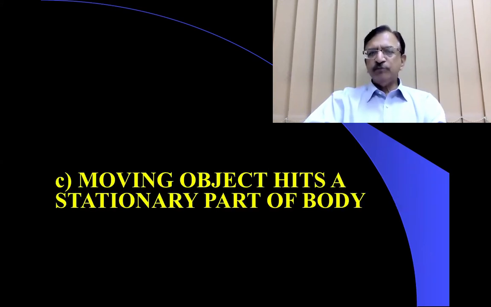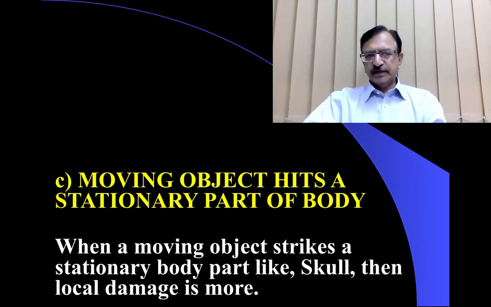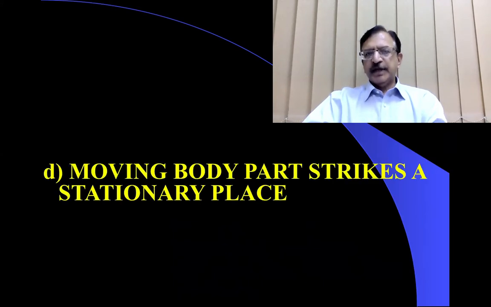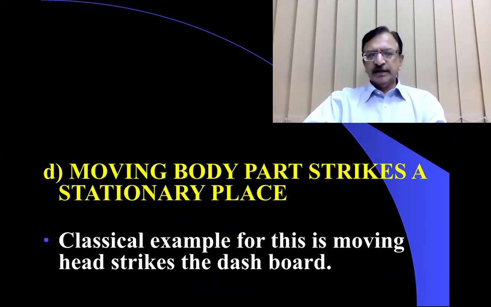Another example, when the moving object hits a stationary part of the body. When a moving object strikes a stationary body part like the skull, then the local damage is more. And when the moving body part strikes a stationary place, this is another example. The classical example of this is when the moving head strikes the dashboard.